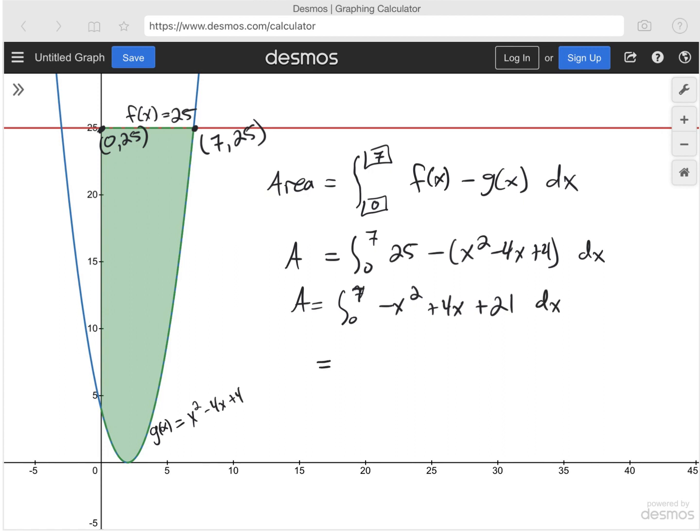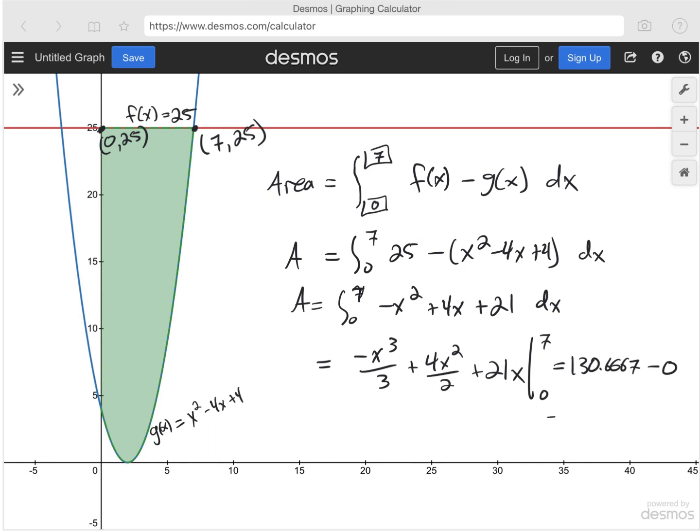At this point, you can apply the fundamental theorem of calculus, which says that you find an antiderivative, negative x cubed over 3 plus 4x squared over 2 plus 21x, then evaluate it at the two limits of integration. All right, we want to plug 7 into this function. I'll write that number down here. Then I'll put 0 into this function, and we'll subtract the two results. And what I get is 130.6667 minus 0. Now that's what the calculator is telling me.